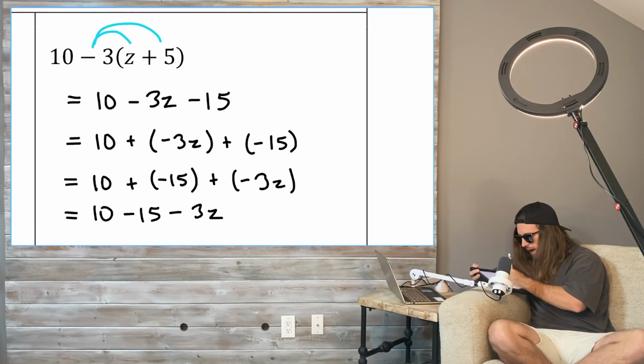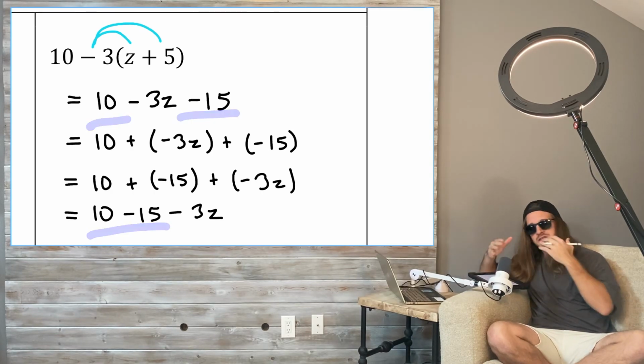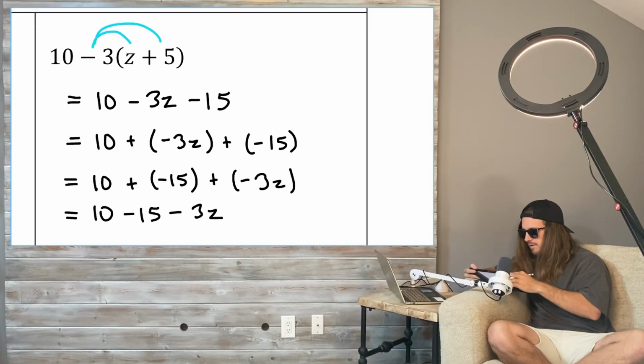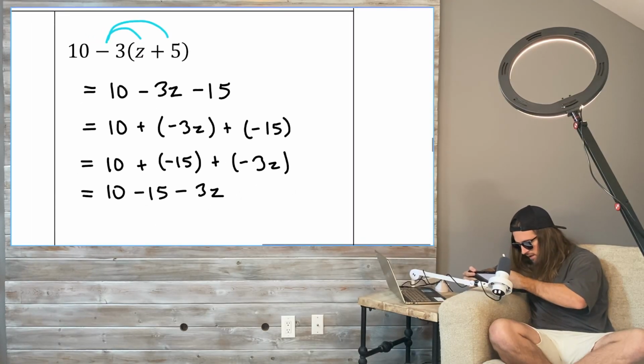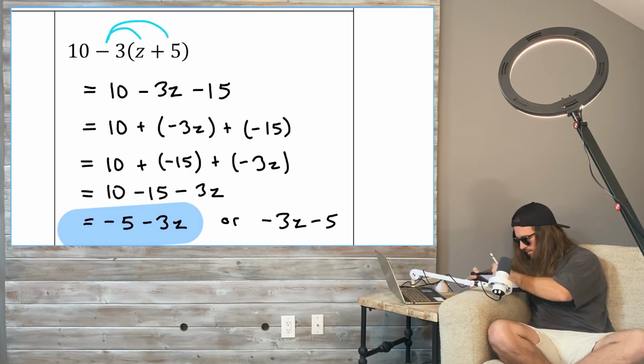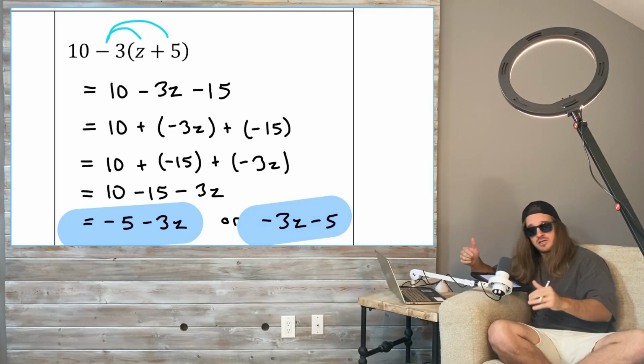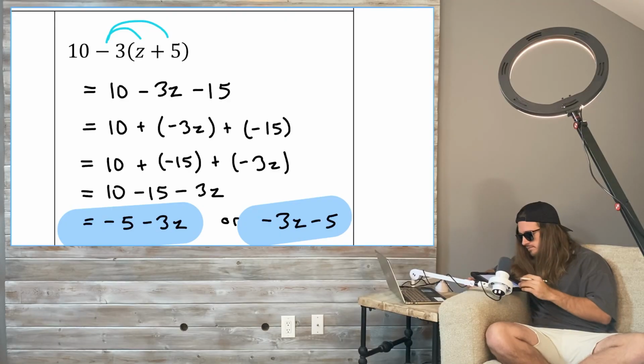Now, this was a super extra way of just getting the 10 and the negative 15 together. If you saw that from the beginning, that's fine. You don't have to do all this. But I want the 10 and the 15 together because I can subtract them. 10 minus 15 is negative 5. And then we just bring down the negative 3z. Maybe you had negative 3z minus 5. Those are both correct. These steps are not necessary, but that is a detailed description of what really goes on in this problem.